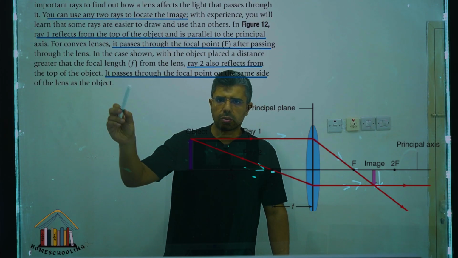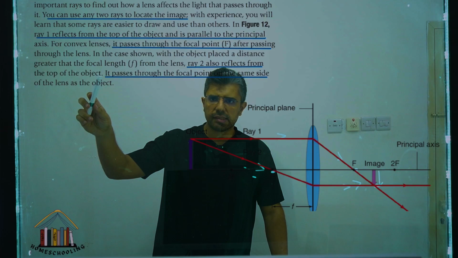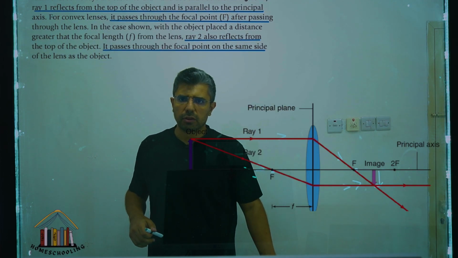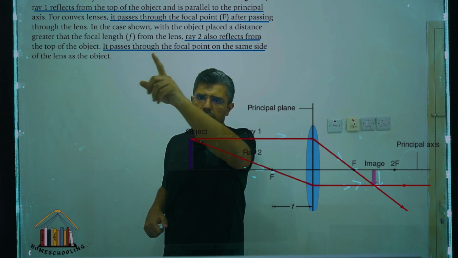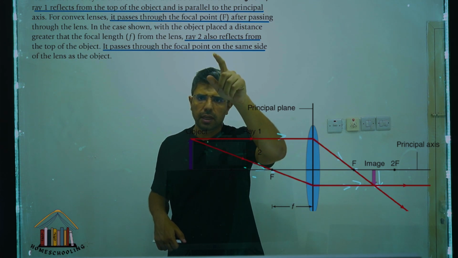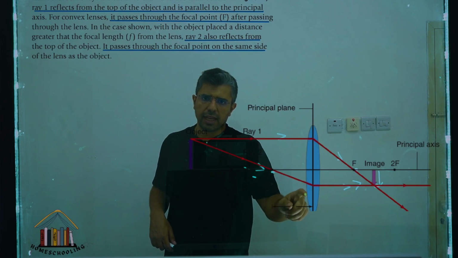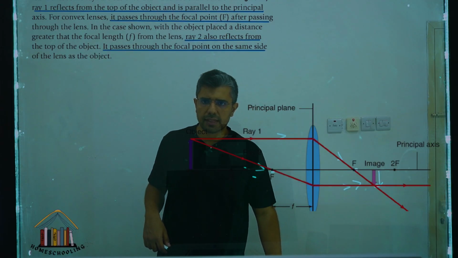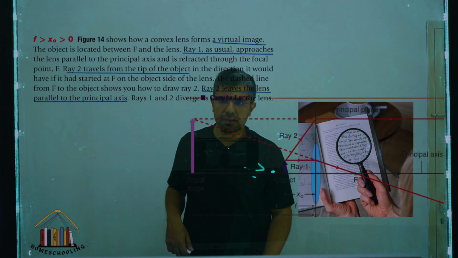So it passes through the focal point after passing through the lens. Here they are discussing ray 2. Ray 2 also reflects from the top of the object. Starting from the top of the object, it passes directly through the focal point, on the same side of the lens, going directly to the point F, and after that continues parallel to the principal axis. Alright, so that was regarding the convex lens.